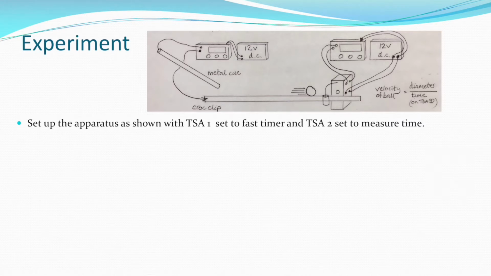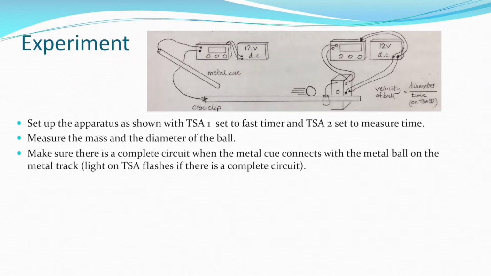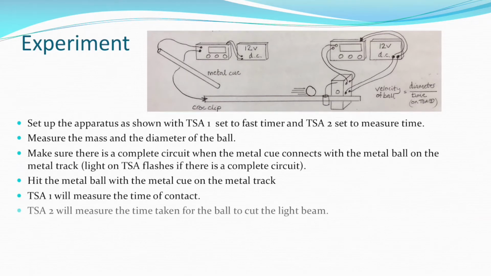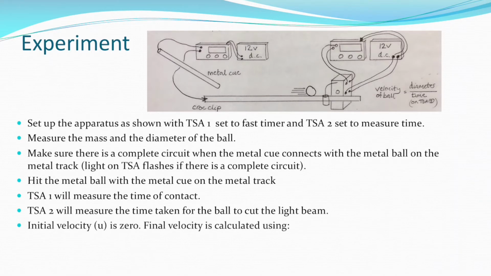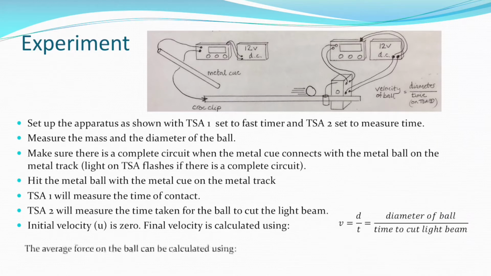Now here's the apparatus, and also the method is going to be listed here, so you can pause that if you like and have a look at it. But basically we're going to measure the time of contact between a metal cue and a metal ball. And then we're going to measure the speed of the ball after it has been hit with the cue. And from the change in momentum and the time of contact, we're going to use the relationship that we've just derived, that's Ft equals mv minus mu, and we're going to calculate the average force on the ball using that relationship.